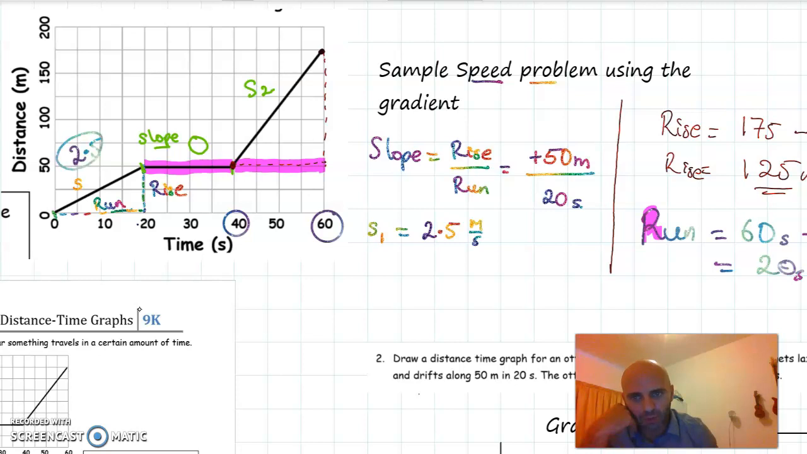Okay, 2.5, it's not very steep. The speed across that middle section is 0, and you can tell that because it doesn't rise. And then speed number 2 up here is actually 6.25 meters per second. And you can tell that visually because this part of the graph is much, much steeper than this one. So you can tell it's got to be more than 2.5 anyway.